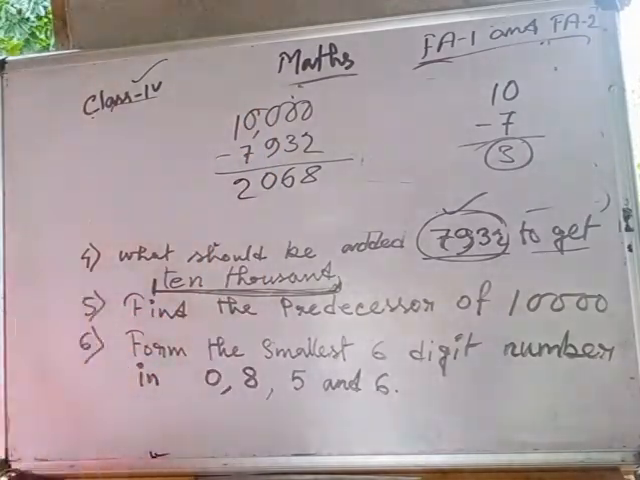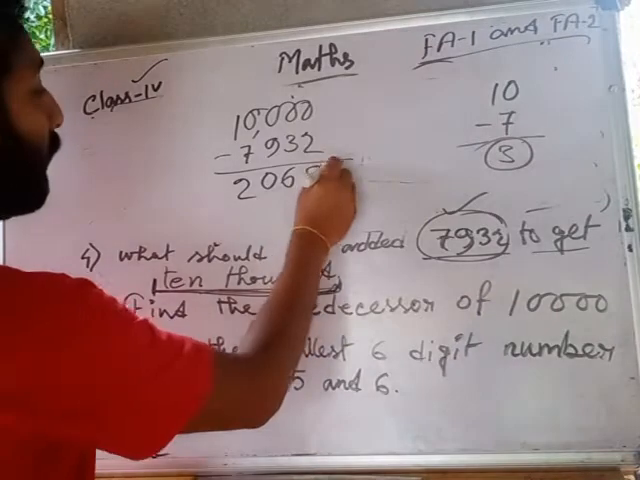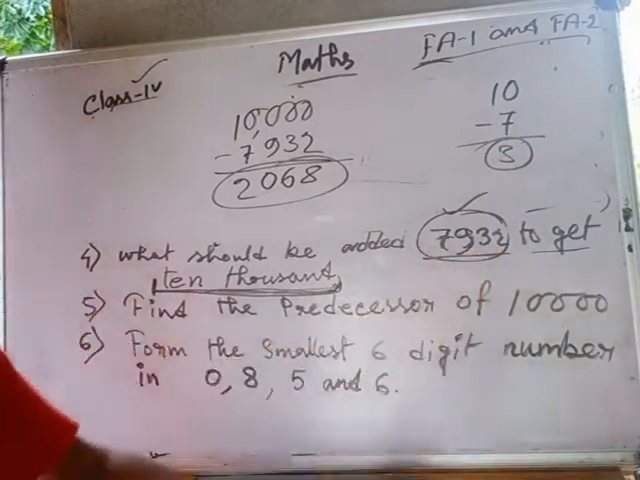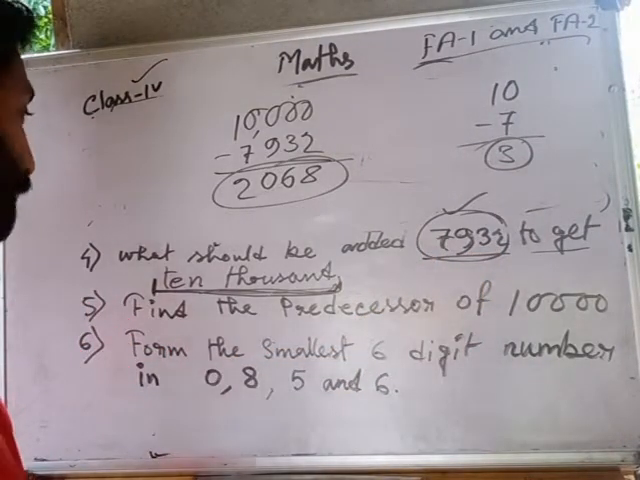So we should add 2064 to get 1000 with 7,932.